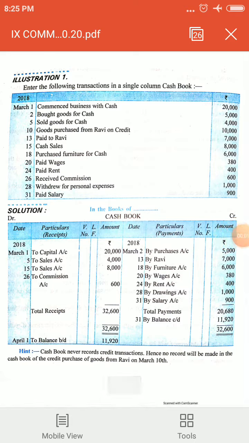Hello students, today I am going to start cash book. Only single column cash book is there in your syllabus. So only one column cash book you go through, and you will see an illustration today in which a single column cash book will be made.